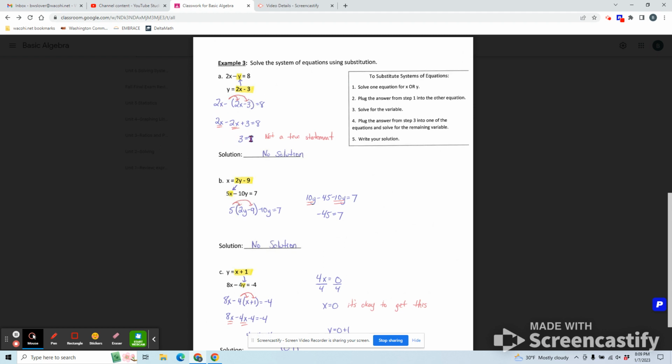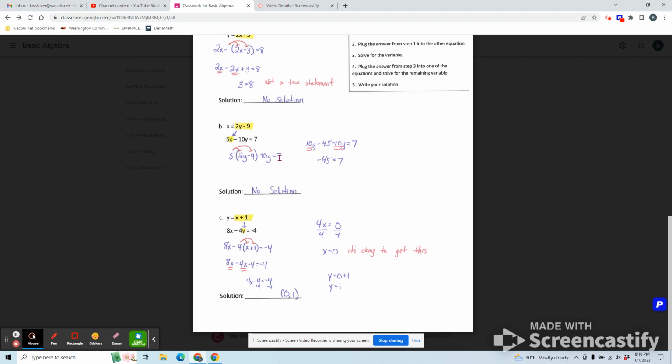I'm left with 3 equals 8. Well, I know 3 does not equal 8, so that's not a true statement. So because it's not a true statement, I'm writing no solution. And remember, graphically, that means that these two lines do not intersect. It means that they are actually parallel. Letter B, you can try on your own.